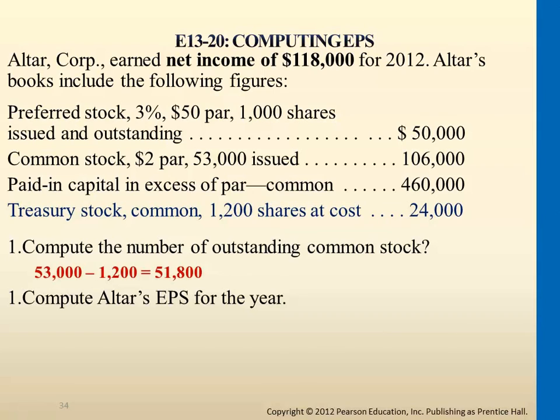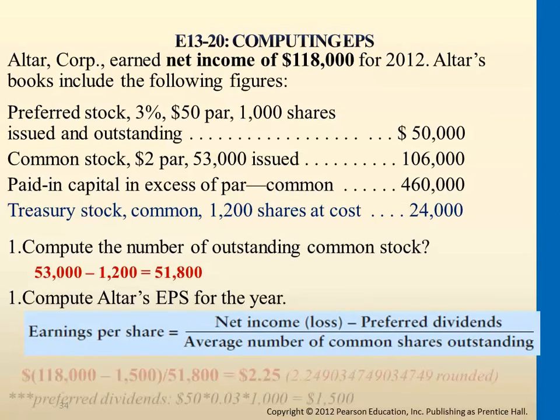Remember, this is where EPS is talking about common shares value. Subtract the preferred dividends first. So this 1,500 will be subtracted from 118,000 and then divided by the outstanding shares. This will give us the value of each share, the earnings attributed to each share. Net income minus preferred dividends, because EPS is about common shareholders' value. So we subtract preferred dividends, divided by the number of outstanding shares. Each share's earnings value, if we round it up, is $2.25.